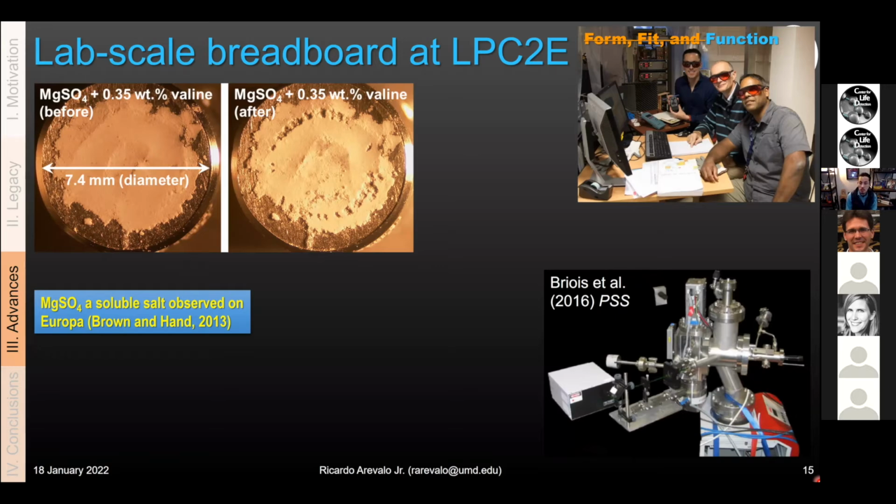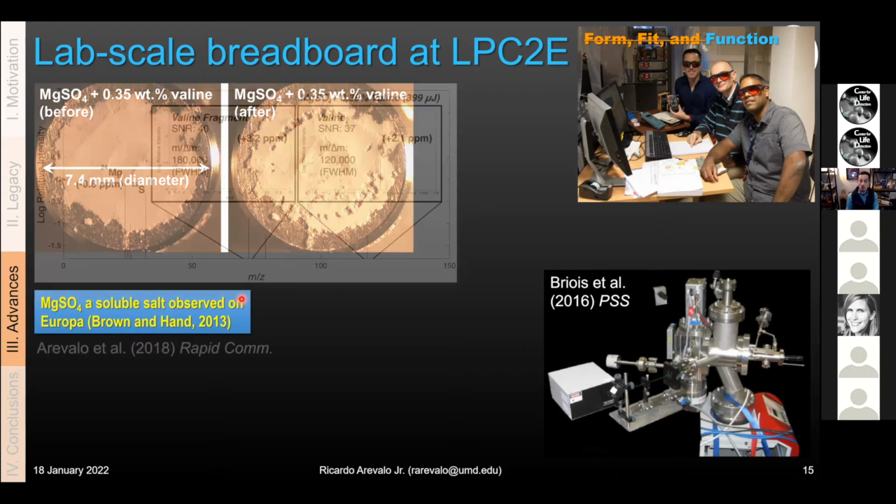And so again, we made some synthetic analog samples. So in this case, in the upper left, get my little laser pointer here, you can see that we had some magnesium sulfate that we doped with valine just to see, can we see both the organic and the inorganic? Can we empirically prove, justify what I've been railing on for the last 40 minutes? And so we were able to see it, right?